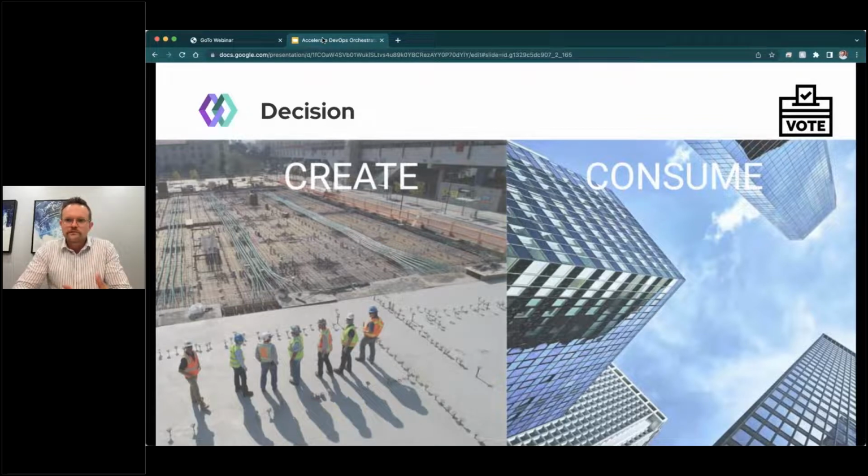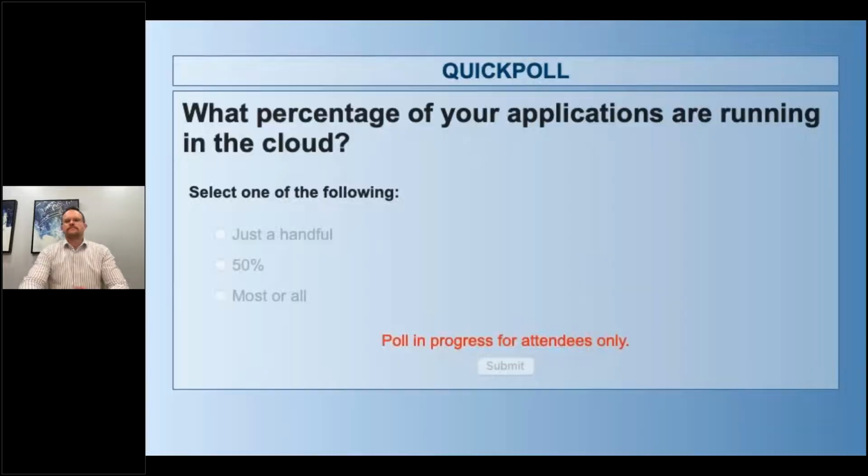We have another question here as well, Aaron. Yeah, so for the attendees today, what percentage of your applications are running in the cloud? I know there's quite a few from VA as well, and I know that they have already undergone a large cloud migration. Just kind of curious what that percentage looks like.